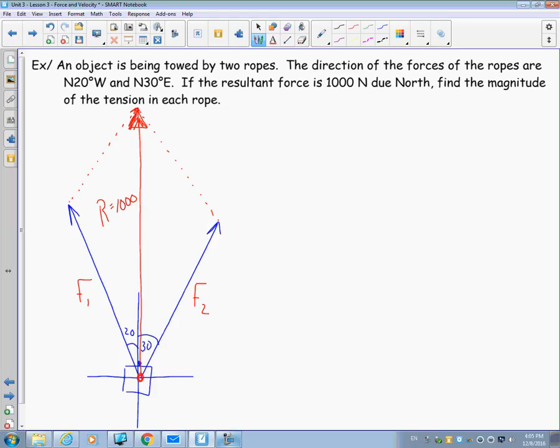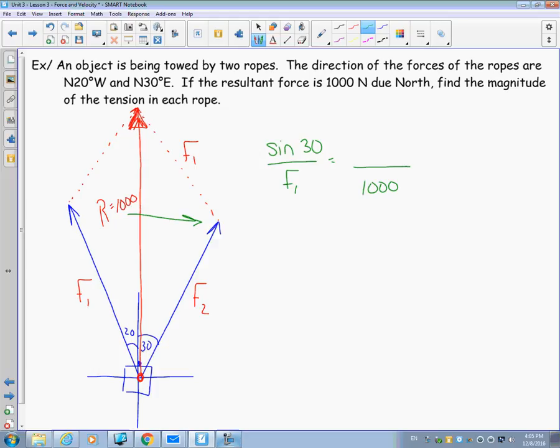Okay, which in our parallelogram method is also force 1, right? Now to do this one, I know the resultant. I'm asked to figure out the initial forces. I can actually use the sine law here. I know that the sine of 30 is going to match up with force 1. I also know that my 1,000 Newton resultant is across from this angle.